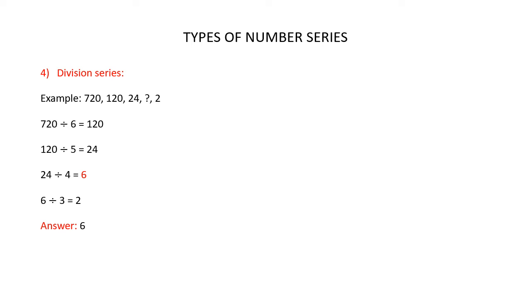Here the divisors are getting reduced by 1. So first it is 6, then 5, then 4 and then 3. So finally we have 24 divided by 4, which is 6, and 6 is the missing number. Hope you understood the pattern here.